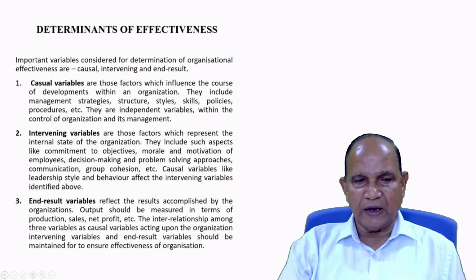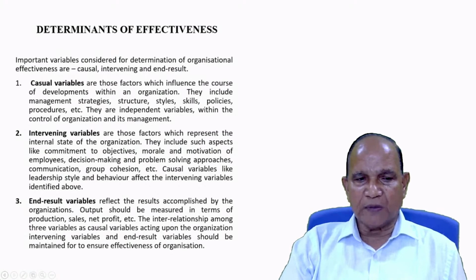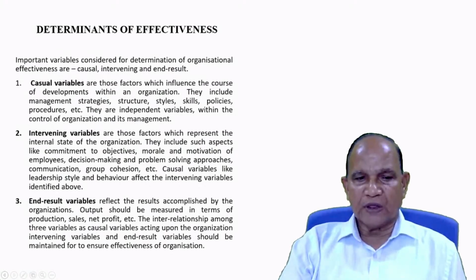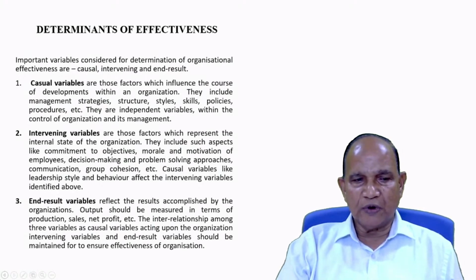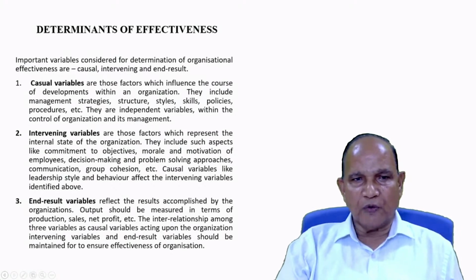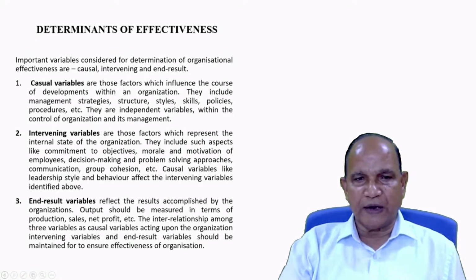So in this way, we find there can be some leadership styles which are also variable, and the behavior of the leaders, behavior of the employees are also variable. So all these intervening variables should be considered as determinant to identify the effectiveness in the organization.